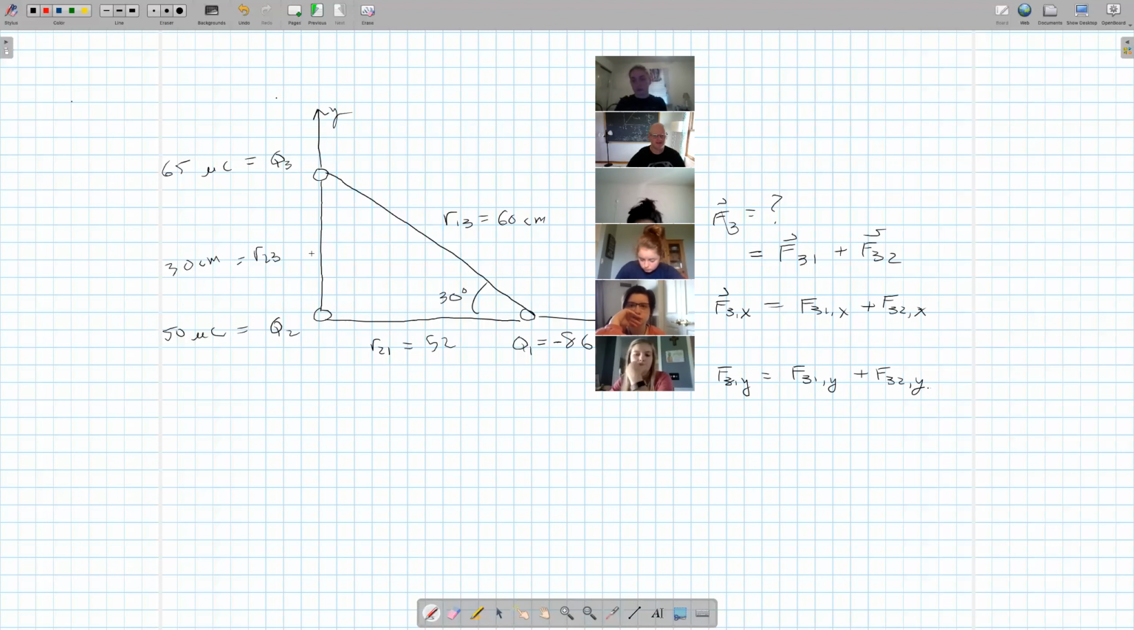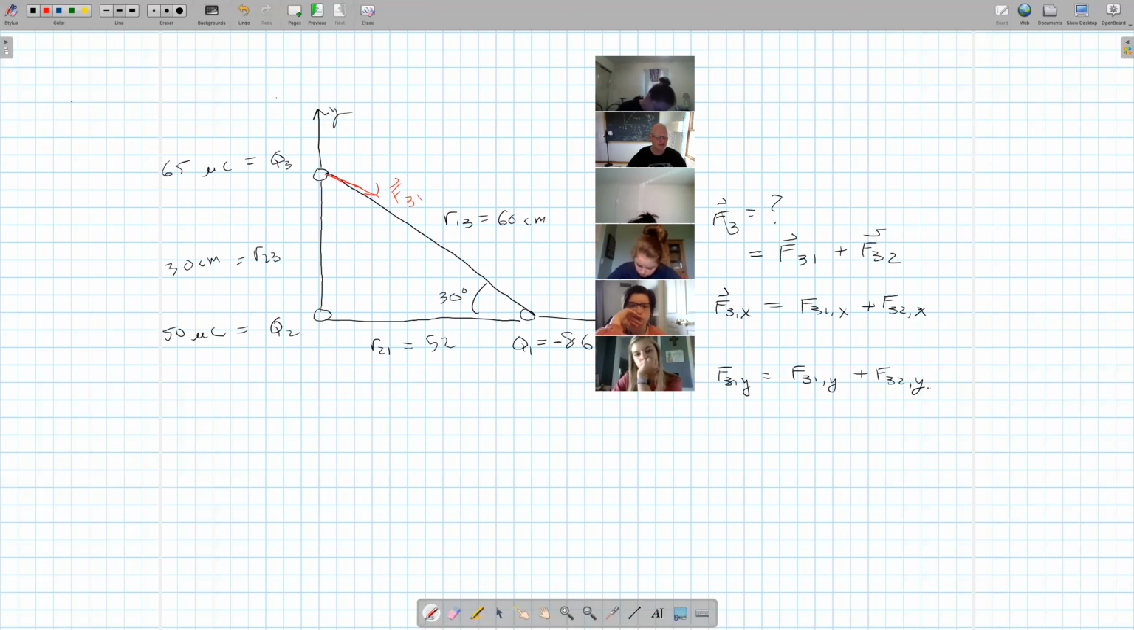First, let's look at the force between 1 and 3. Here we know 3 is a positive charge and 1 is a negative charge. So does that result in an attractive force or a repulsive force? Attractive, good. So we're going to draw our force in this direction. This is F31, which points in the positive x direction but in the negative y direction.